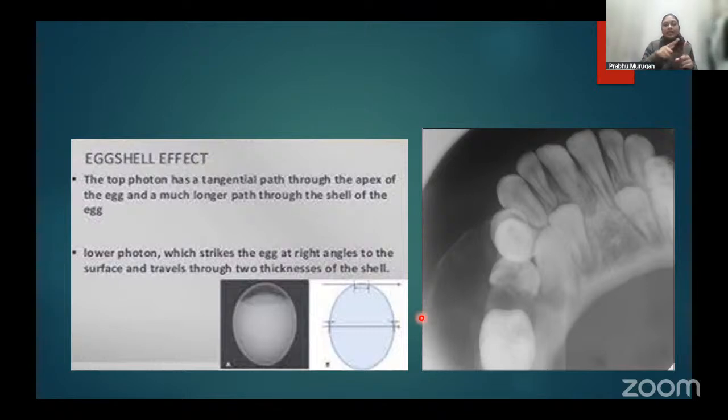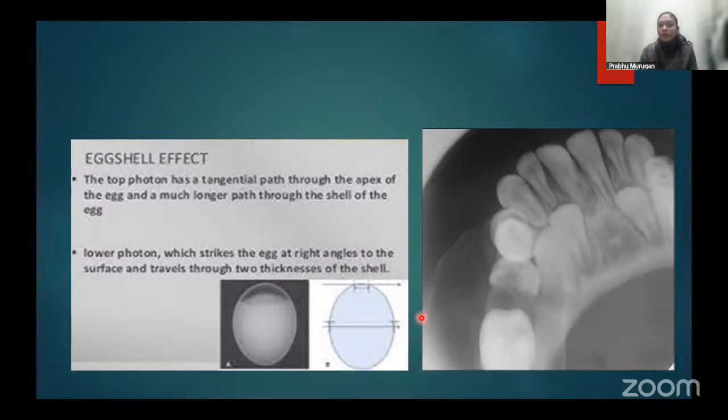Just because the X-ray is hitting at two different points before it goes and hits the X-ray film, it gives an effect like it has a thicker layer, but it's not actually thick because it hits at two points. It gives that illusion. This is called the peripheral eggshell effect.